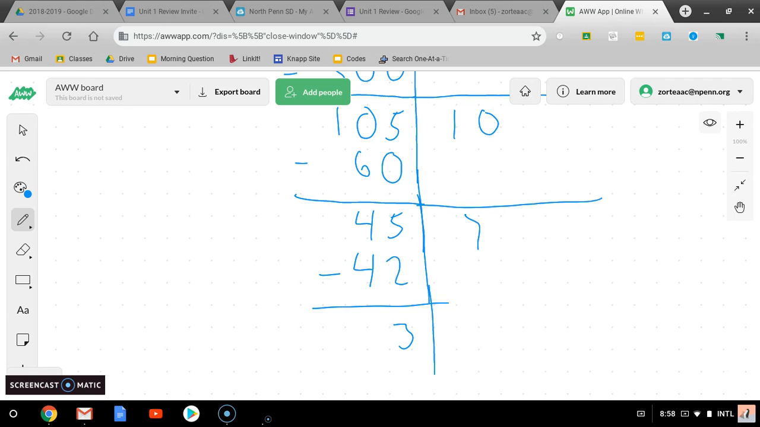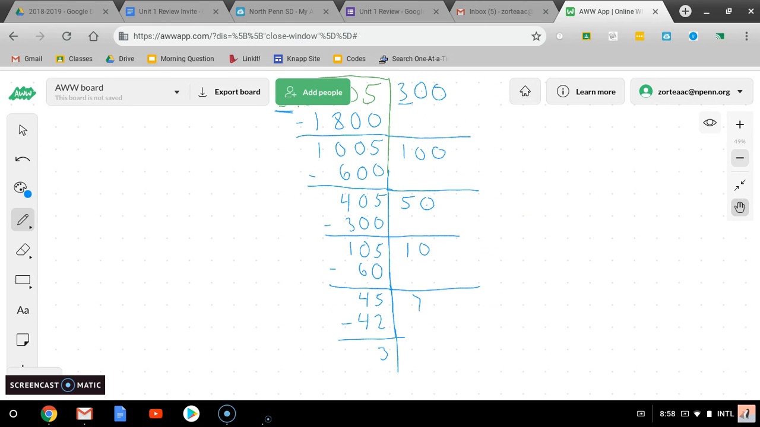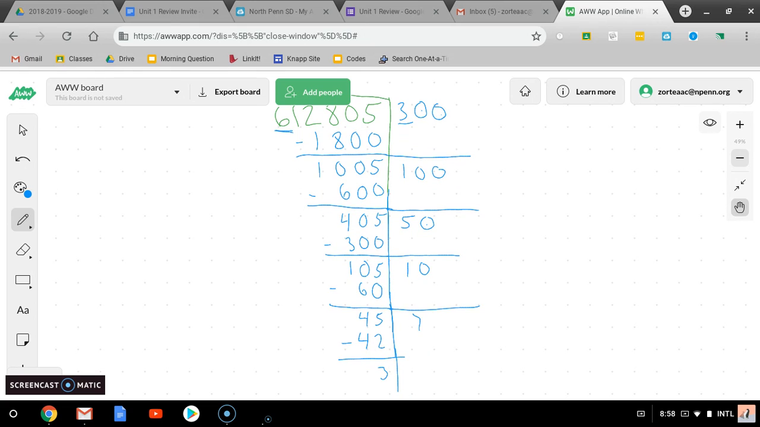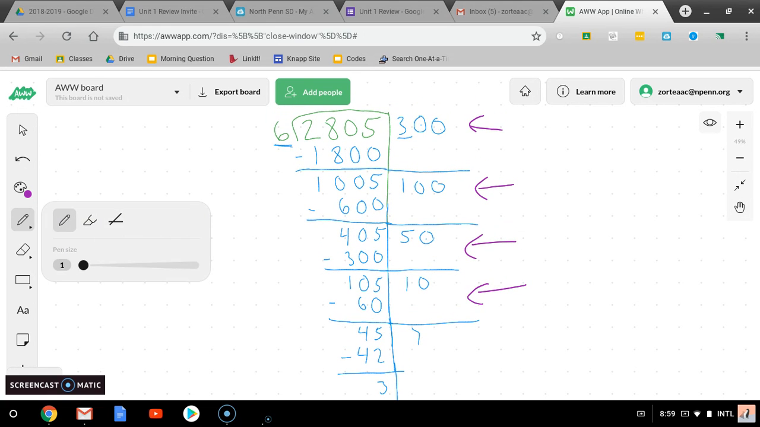All right, so since I have 3 left over, that means I can't take any more groups of 6 out. Now I'm going to back it up, and I'm going to count up how many groups in total I took out. Well, let's see. I took out 300 groups, and then 100 groups, and then 50 groups, and then 10 groups, and then 7 groups. So in total, how many groups did I take out?